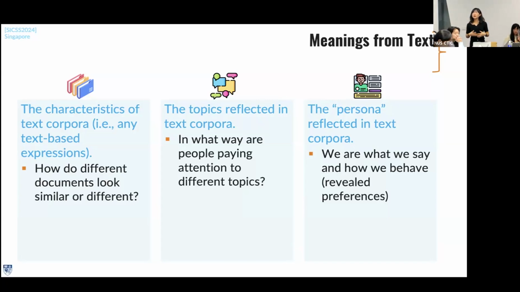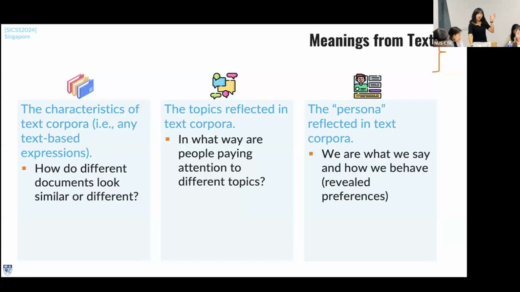To what extent am I putting effort and time into discussing something? And lastly, I think texts are basically reflections of different personas. We are exactly what we say and how we behave. So if I have your diaries and all the text that you have generated over your lifetime, I can basically capture who you are as a person. So these, I think, are three main categories when you think about using text analytics in your work.